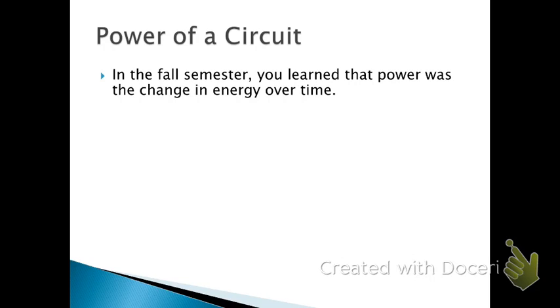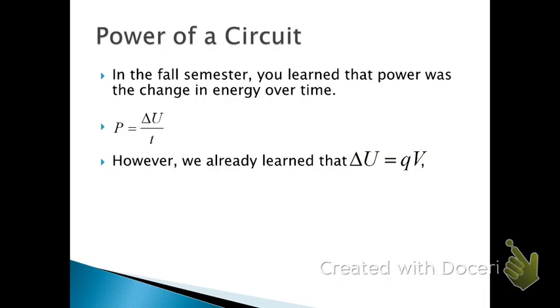So you learned in the fall semester that power was a change in energy over time. We did that powerful as a horse activity where someone ran in front of a motion sensor, we measured their velocities before and after they started running, found their change in kinetic energy over time, and that was their power in watts. So power is just change in energy over time, but in a circuit, we learn that the change in energy is the charge times the voltage, QV.